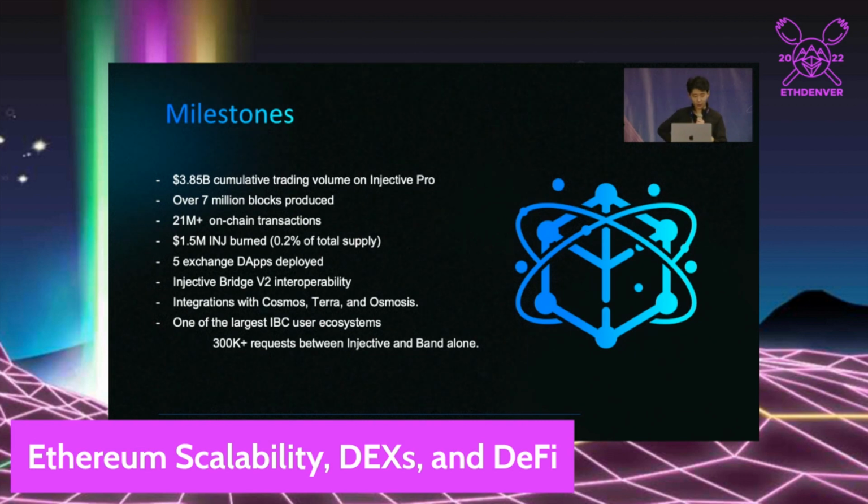And so far, I believe there's around $1.5 million worth of INJ burned, which is 0.2% of the total supply, give or take. Given the burn process, it kind of returns the value of the protocol back to the ecosystem participants. And so far, there are 5 exchange dApps. I think there are 2 more coming up, one that's actually announced today. That's pretty exciting. And obviously, with the V2 bridge, we actually saw a lot more traction with the redesign.